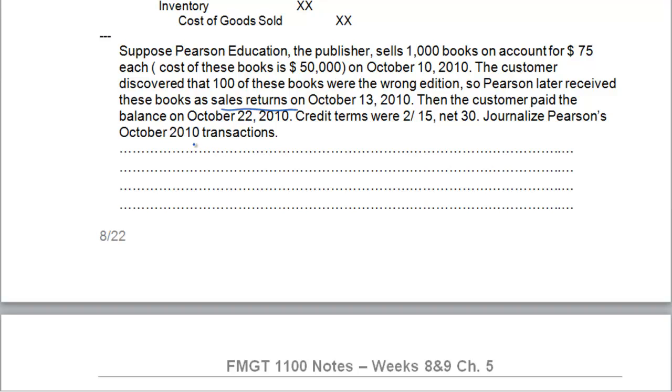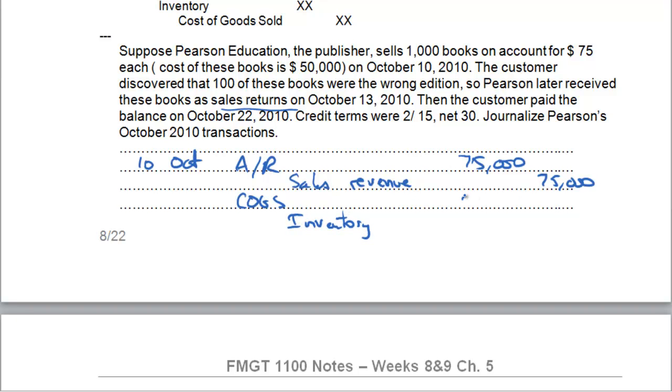Journalize this. Let's look at the 10th of October. We sell stuff: debit accounts receivable for 1,000 books at $75 each, $75,000, credit sales revenue, $75,000. And in the same breath, debit cost of goods sold, credit inventory, $50,000. So that was the 10th.